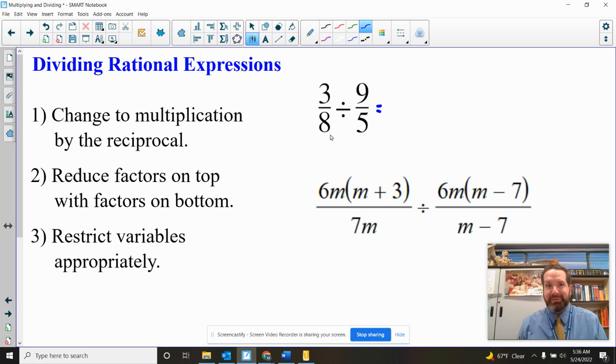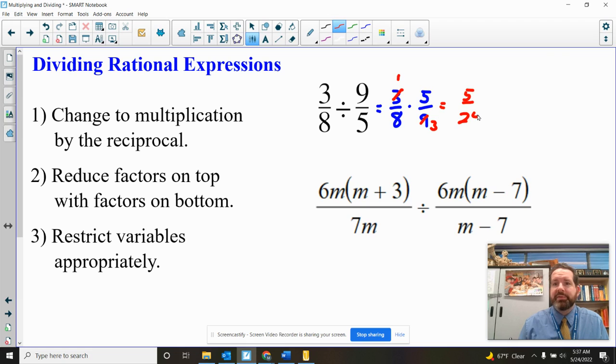What you do, right, is you leave the first one alone, so keep it, change to multiplication, and then flip the second one over. So dividing by 9/5 is the same thing as multiplying by 5/9. That's actually how division is defined, by multiplying by the reciprocal. And then reduce like you normally would. So across the top, 1 times 5, and across the bottom, 8 times 3. You end up with 5/24.